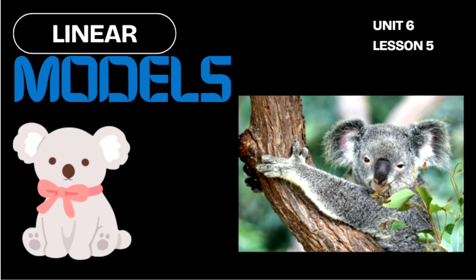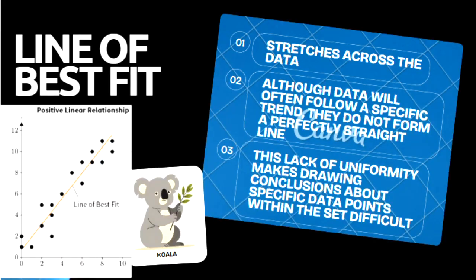Here's Unit 6, Lesson 5, Linear Models. So just a quick review about the line of best fit. It stretches across the data. It's this orange line right here. Although the data will often follow a specific trend, they do not form a perfectly straight line. If I connected all of these dots, my line would zig and zag all over the place. This line of best fit is just kind of like an imaginary line that goes through the points the best it can, okay? This lack of uniformity makes drawing conclusions about specific data points within the set difficult.